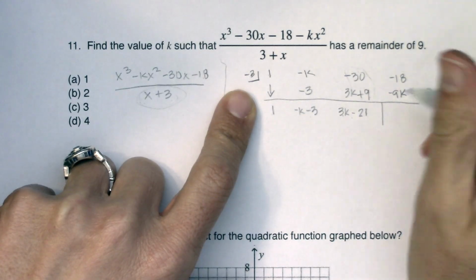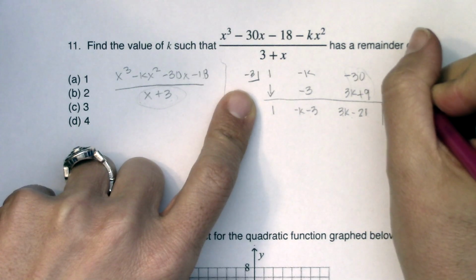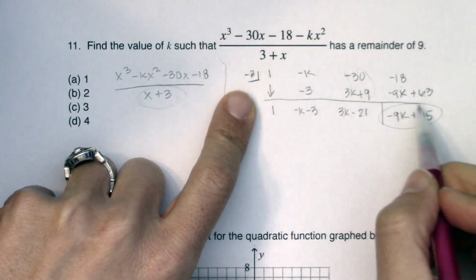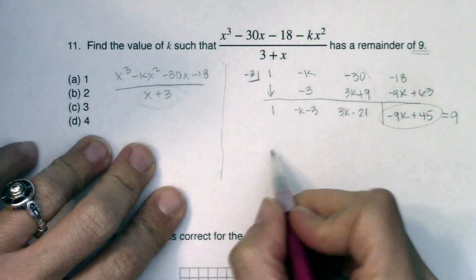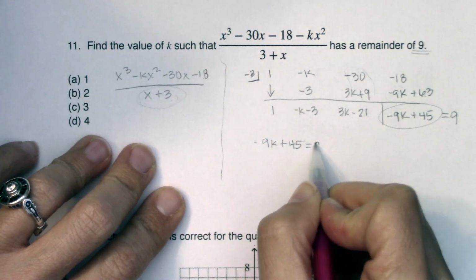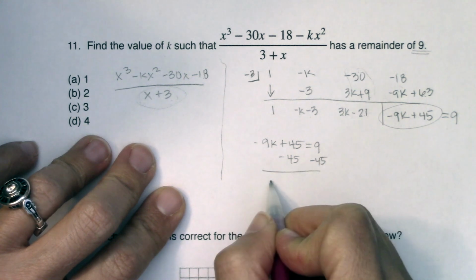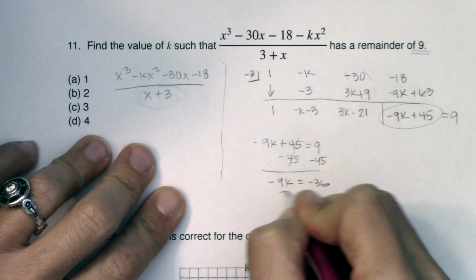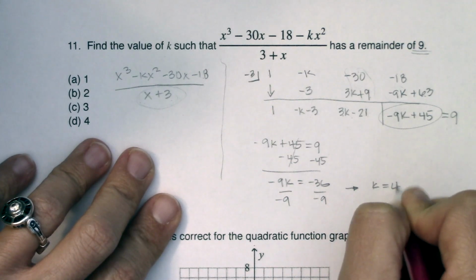Okay, let's add like terms here. So negative 9k. 63 minus 18 is going to be 45, right? So there's my remainder, and they're saying that remainder is 9. So let's solve for k. So I've got negative 9k plus 45 is equal to 9. I'm going to go ahead and subtract 45 from both sides, right? So I'm looking at negative 9k equaling negative 36, right? And then I'm going to divide both sides by negative 9, and ultimately k is going to equal 4.